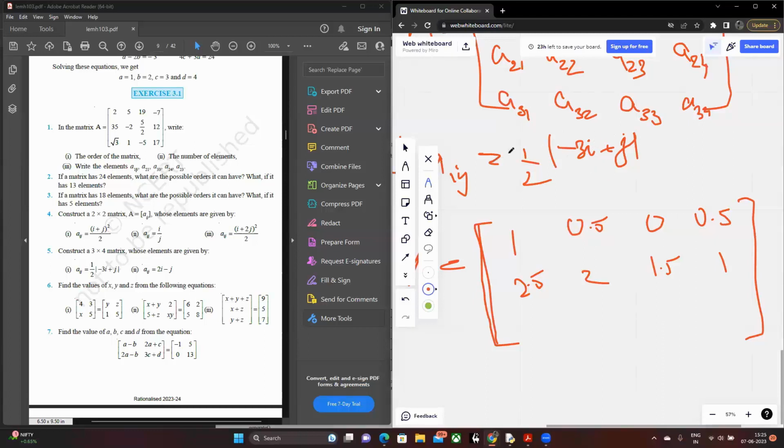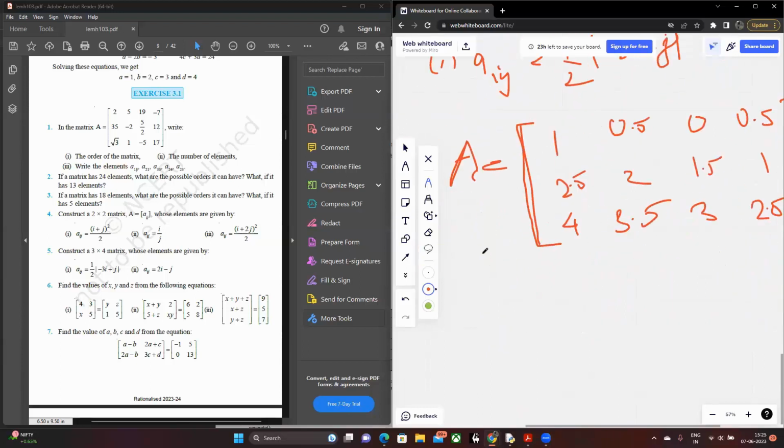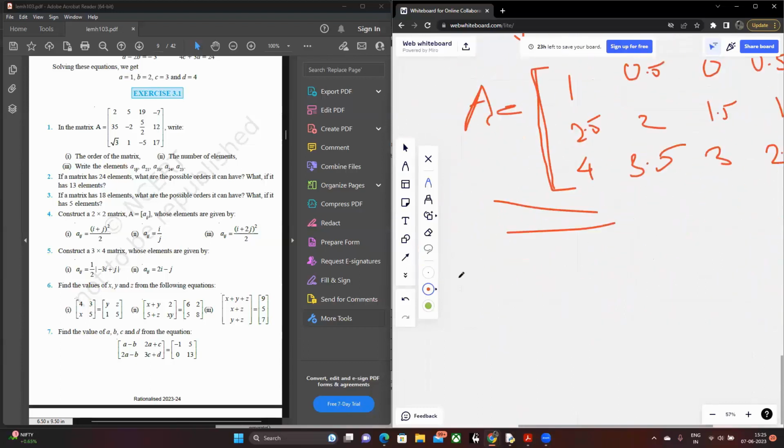A mod of minus 8 is 8, 8 by 2 is 4, right? And then since you are basically increasing 1 along J, you are basically decreasing half from 4 as you move further along the columns. And so this basically becomes 4, 3.5, 3, and 2.5, right? Right. So that is the matrix A for the first subpart.